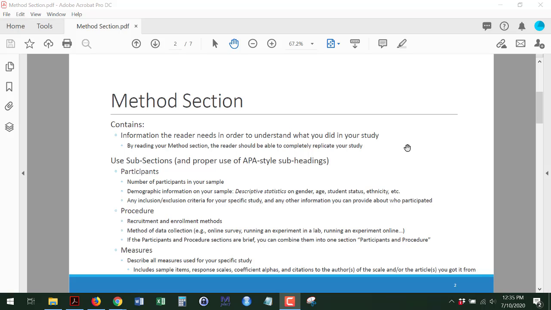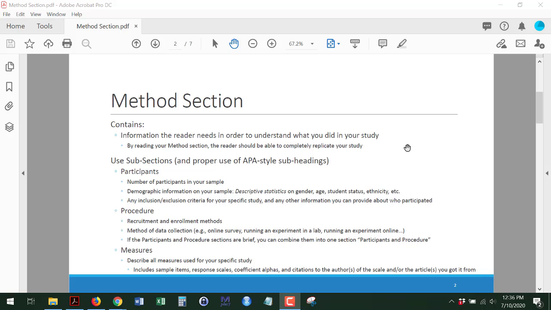First, you have your participants section. This is the number of participants in your sample. It includes demographic information on your sample, such as descriptive statistics on gender, age, student status, ethnicity, etc. So these are descriptive statistics on different demographics in your particular sample. Also, you want to include any inclusion or exclusion criteria for your specific study and any other information you can provide about who participated in your study.